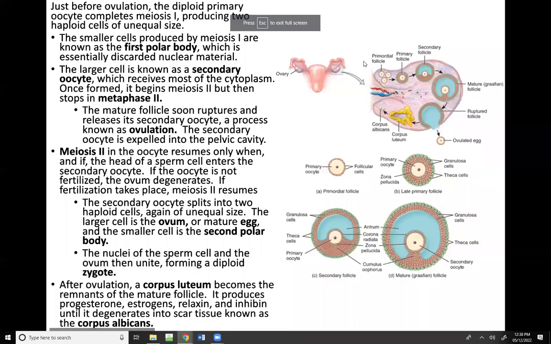Okay, so that's oogenesis. Pretty complicated. Like I said, quite a bit more complicated than spermatogenesis.